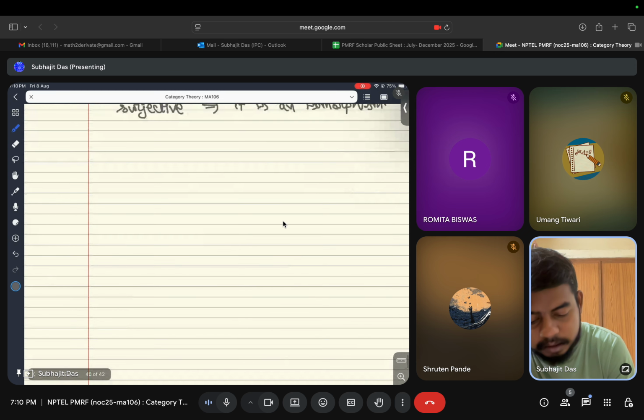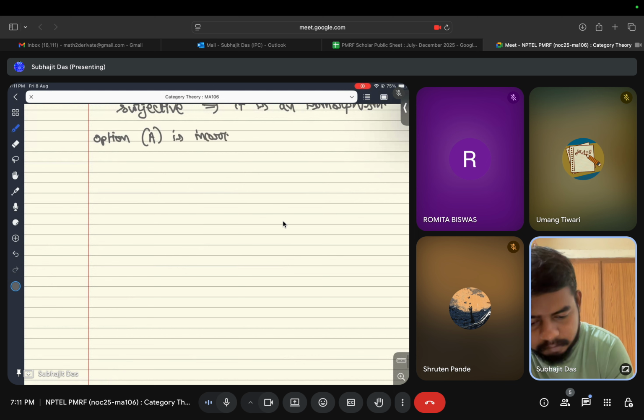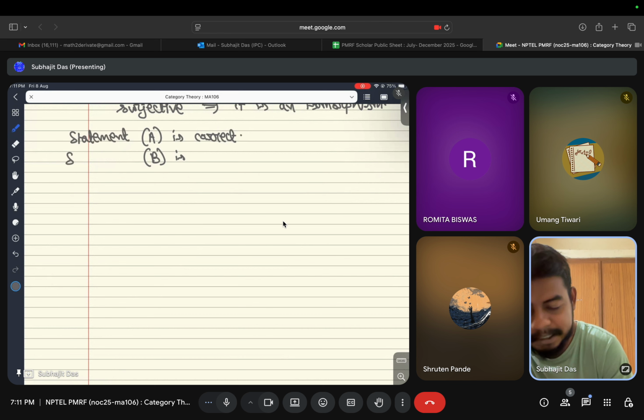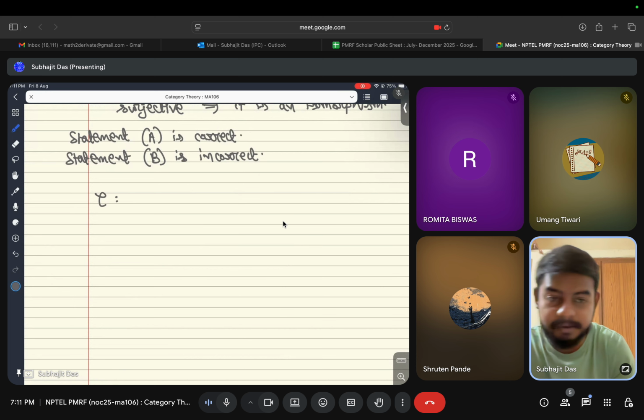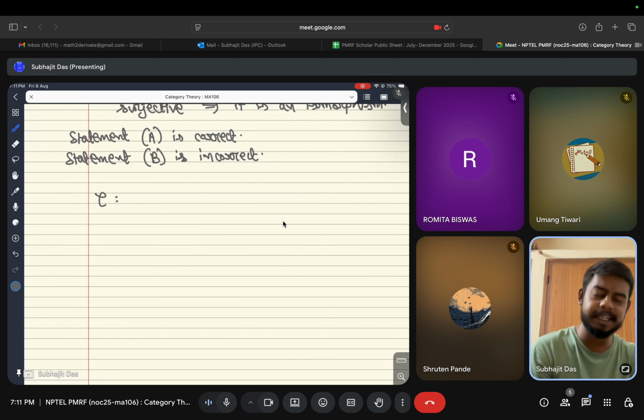So let me conclude this. Option A is correct. That is what we proved. Statement B is incorrect. So take this subcategory. C is this subcategory. By the way, your example can also work, but you need to be careful.